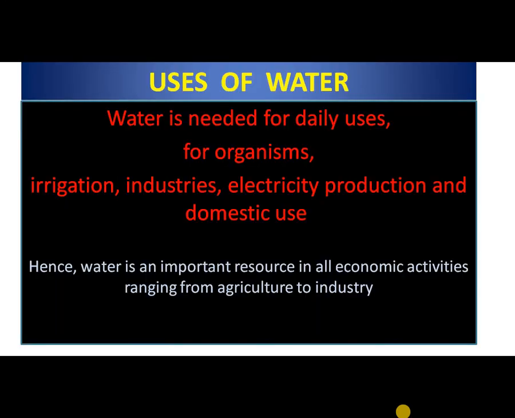Now, uses of water. Why is water required? Water is needed for daily purposes. Water is required for organisms, for the irrigation sector, industry sector, for producing electricity, and for domestic uses. Hence, water is an important resource in all economic activities, ranging from agriculture to the industry sector.